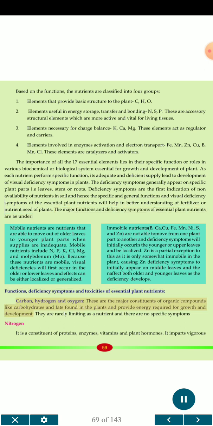Carbon, hydrogen and oxygen. These are the major constituents of organic compounds like carbohydrates and fats found in the plants and provide energy required for growth and development. They are rarely limiting as a nutrient and there are no specific symptoms. Nitrogen. It is a constituent of proteins, enzymes, vitamins and plant hormones.